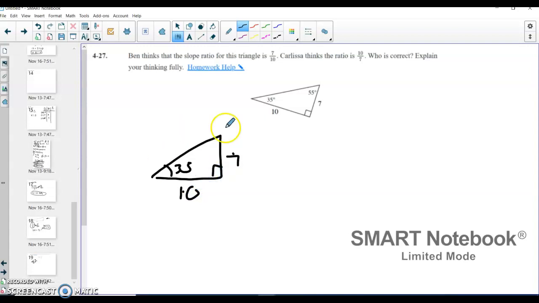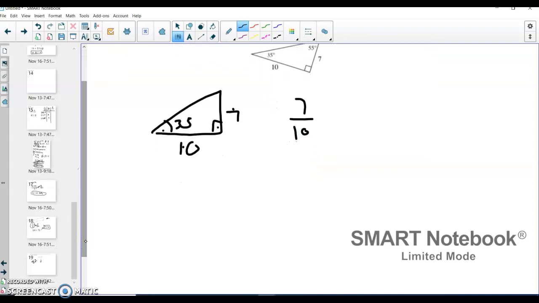Okay, another way I see it is across from the 35 is my rise, between the angle and the 90 is my run. And so if I'm using the 35-degree angle, my slope ratio would have to be 7/10, rise over run. Now if I use the 55-degree angle, and I'm going to try to redraw this the best I can now, something like this.